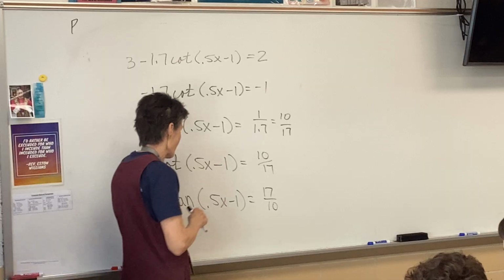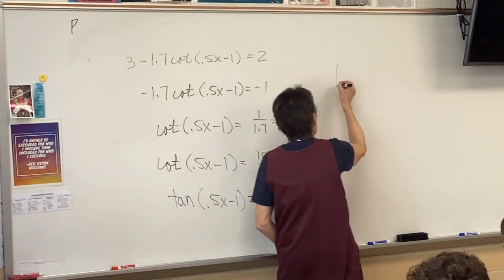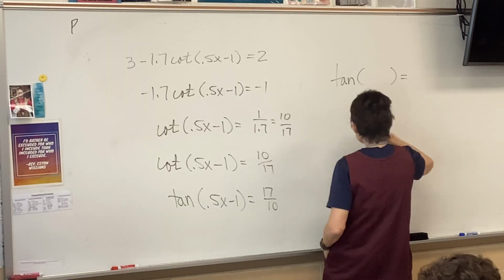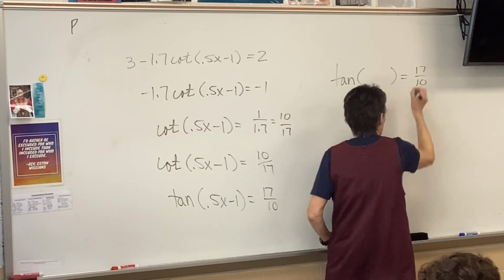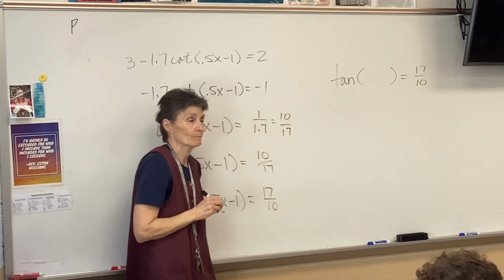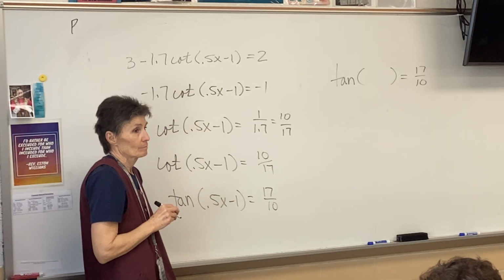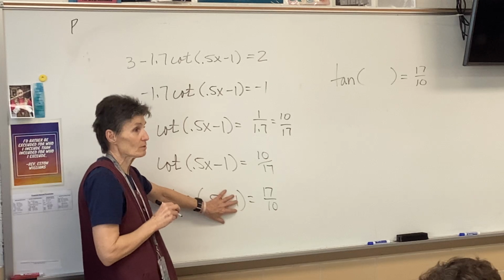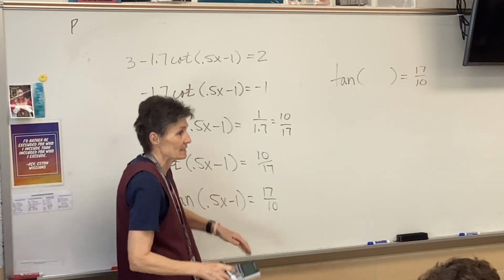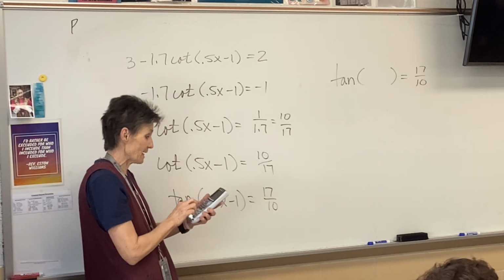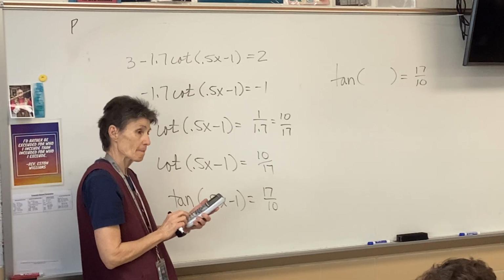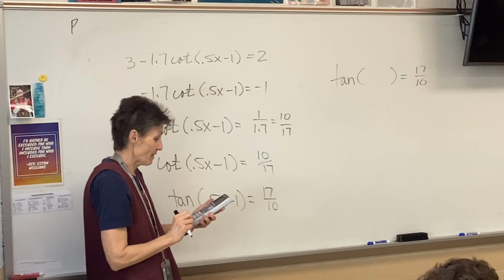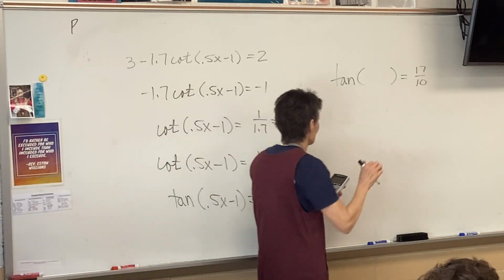Now, there is some angle out there whose tangent is 17/10. Would you agree with that? We can call it anything we want, but there's an angle out there whose tangent is 17/10. Parker, how do I find that angle? Second tangent, 17/10. And that angle is 1.039.